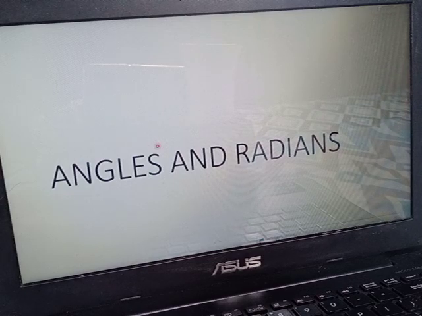And the third one is a right angle. A right angle measures exactly 90 degrees. And the last is the straight angle. A straight angle measures exactly 180 degrees. So today we have our new topic, which is angles and radians.